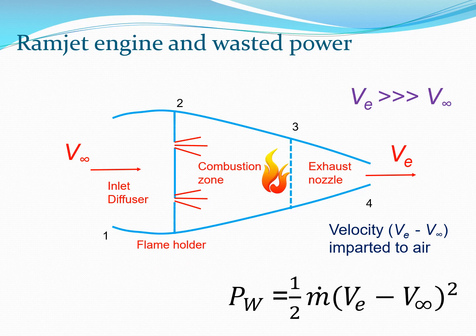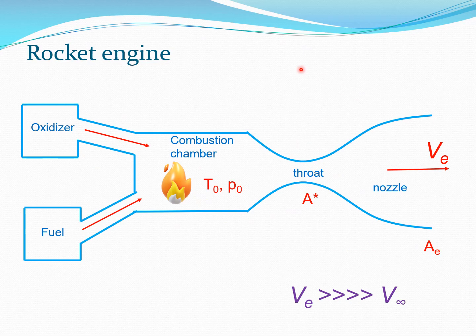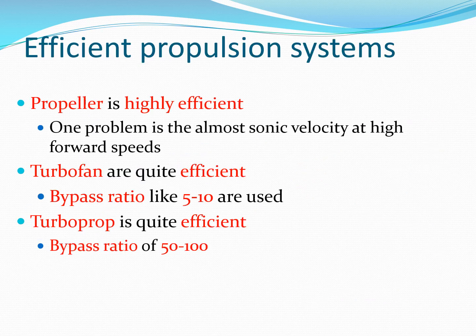Now finally we look at the rocket engine, where the entering velocity is almost close to zero, and so there is a huge increase in velocity of the gases from this point to the exit point here. So VE we can say is extremely large compared to V infinity, so certainly the efficiency of the rocket engine is going to be extremely low.